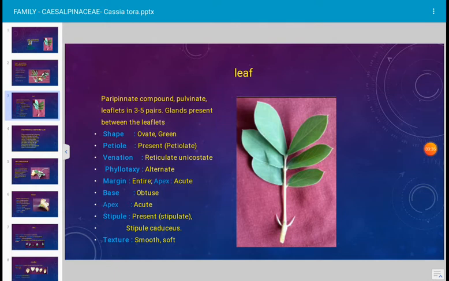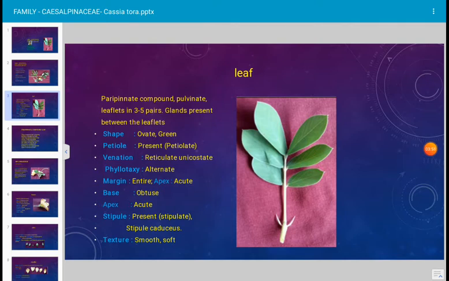And the compound leaf is having petiole. Hence the leaf is described as petiolate. And even the leaflets are having small petioles. The petiole-like structure of leaflet is described as petiolule. Means it is also petiolate. Okay. Venation, how is the venation of the leaf?